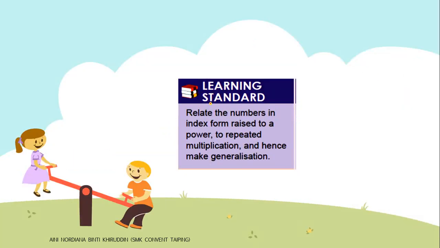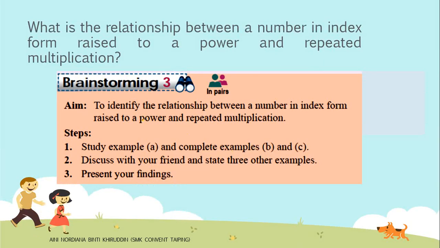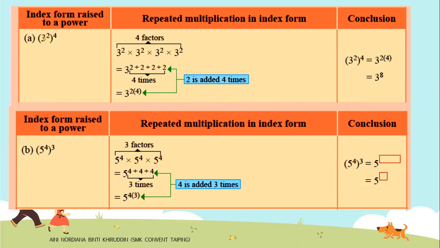For the second learning standard for this video, relate the numbers in index form raised to a power, repeated multiplication, and hence make generalization. Okay, brainstorming 3 squared to the power of 4. This is index form raised to a power. So 3 square here, multiply 3 square 4 times.